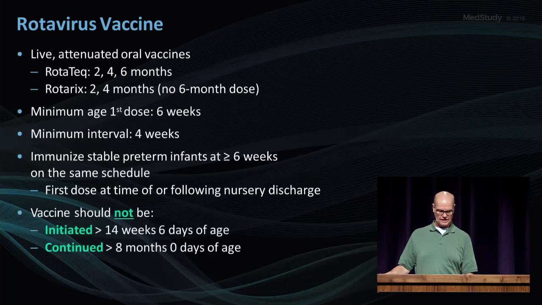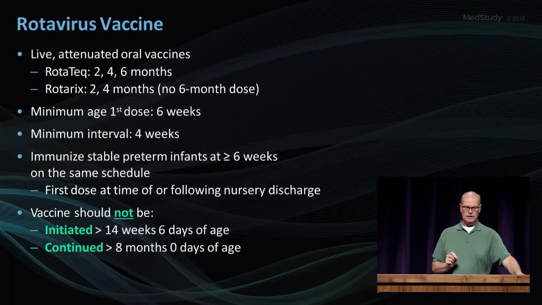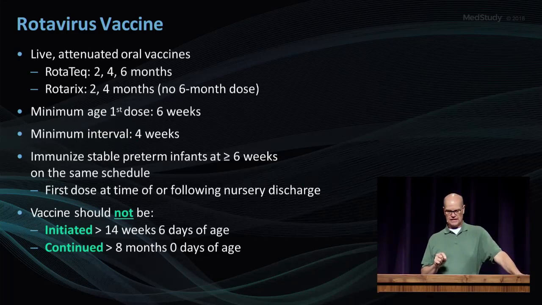Now, this is where it gets a little unusual. Very, very specific criteria. You cannot initiate the vaccine at 15 weeks or older. So 14 weeks, 6 days is literally the last age that you can give this vaccine. And you cannot continue the vaccine in anyone over 8 months, 0 days of age.